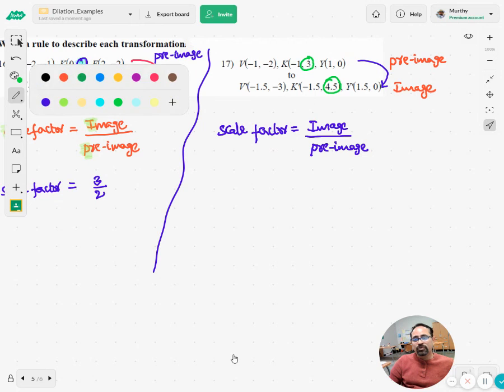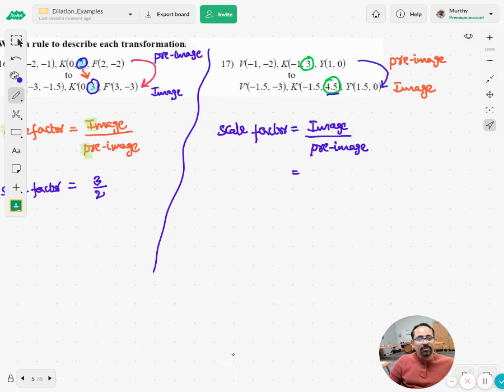Well, so the formula says that image means here 4.5 over the corresponding pre-image value 3. So make use of calculator, you get 1.5 or else maybe 3 over 2. Therefore, that's the scale factor. So when you're asked to write a rule, technically you're asked to find the scale factor.